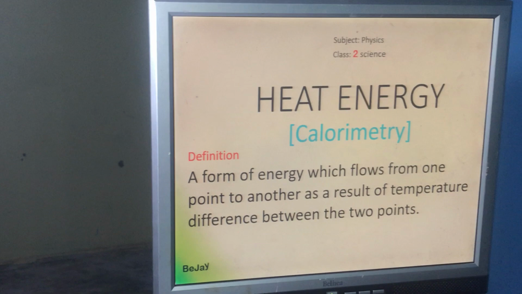While the body is losing the heat, the surrounding will be gaining the heat until thermal equilibrium is reached. What is thermal equilibrium? The situation whereby a body has the same temperature as its surrounding. At that point, we say the body is in thermal equilibrium with its surrounding. So whilst the body is losing the heat from 70 degrees Celsius, the surrounding will be gaining the heat until thermal equilibrium is reached. So that is what we mean by temperature difference between the 2 points.